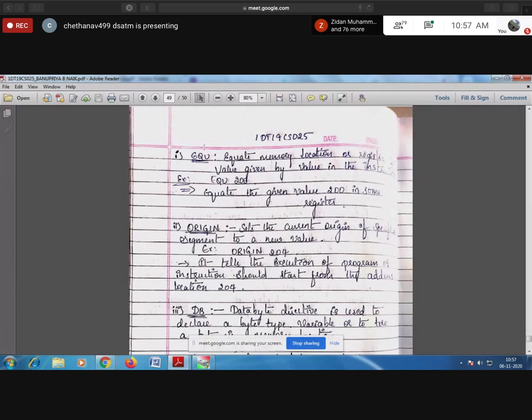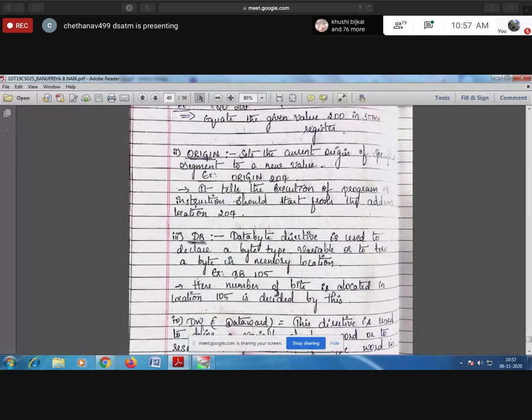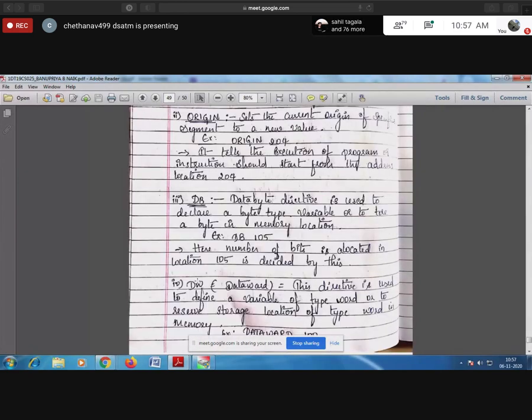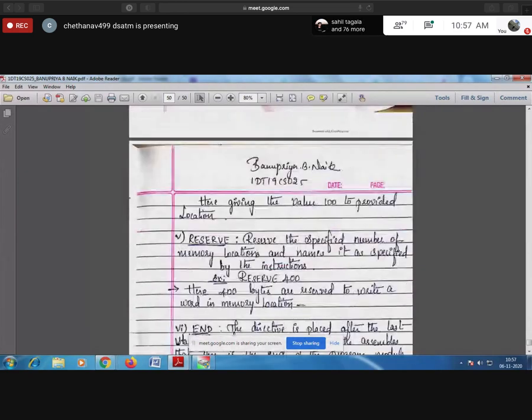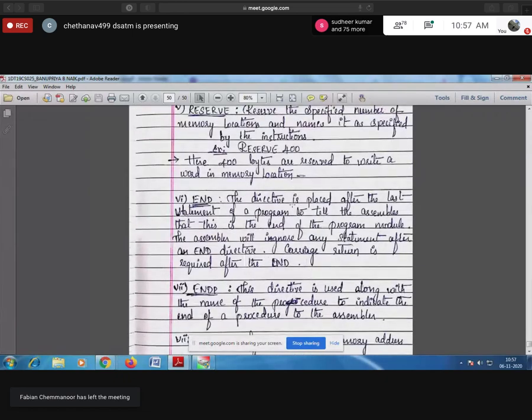Okay, so here equate means you just equate 200 to the variable. Origin means your data will start at memory location 204 address. Data byte means your data is of type byte. Data word means it's of type word. Then reserve, you are going to reserve some bytes of data. Reserve 400 means reserve 400 bytes of data. End means your instructions will end.